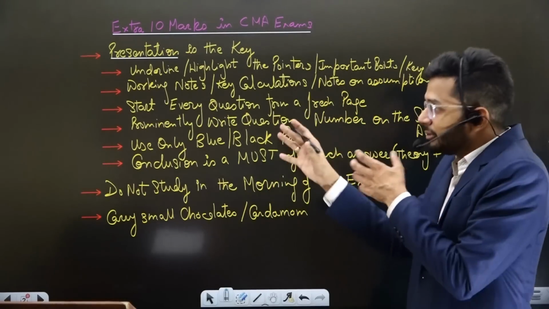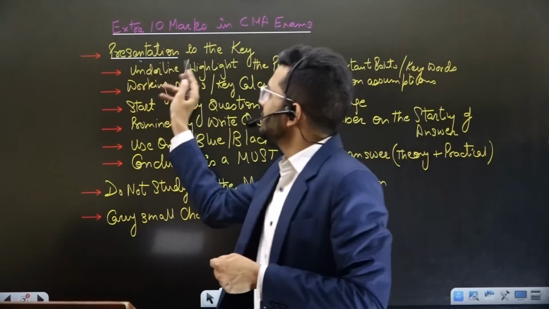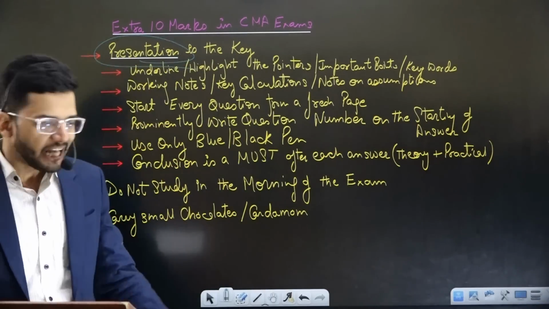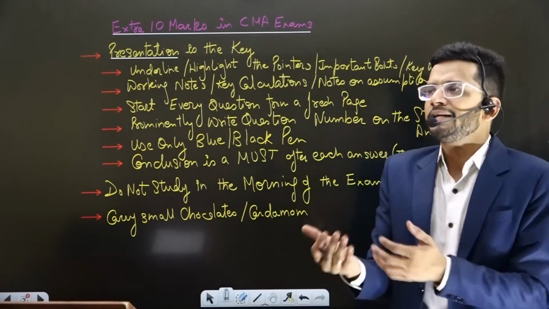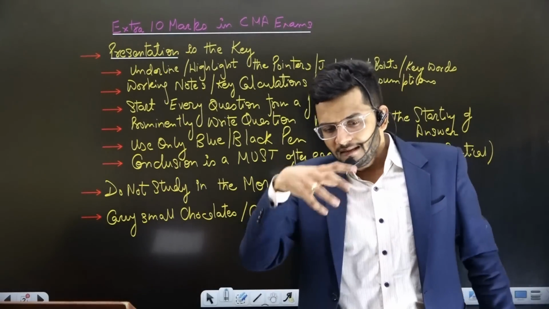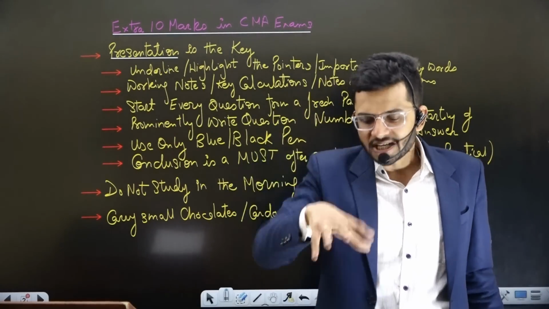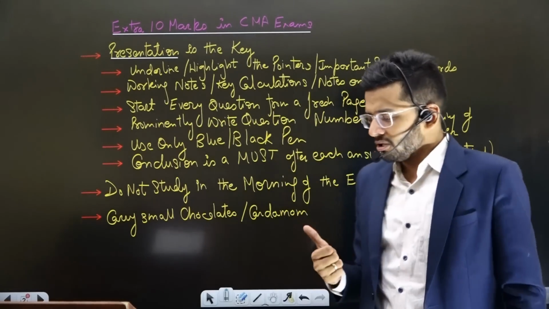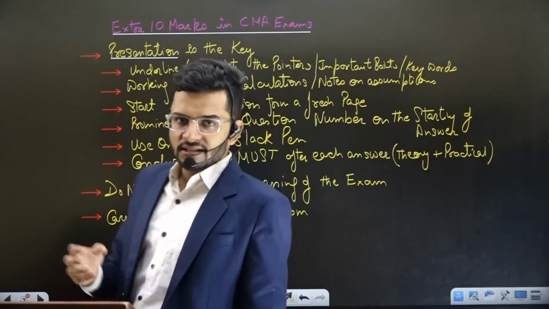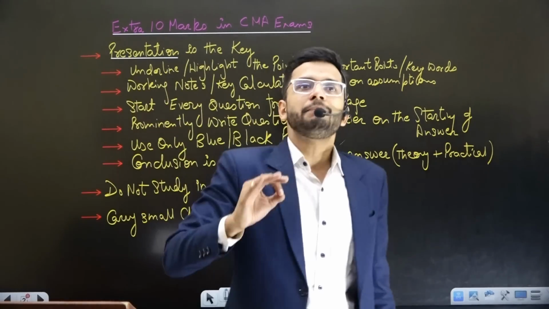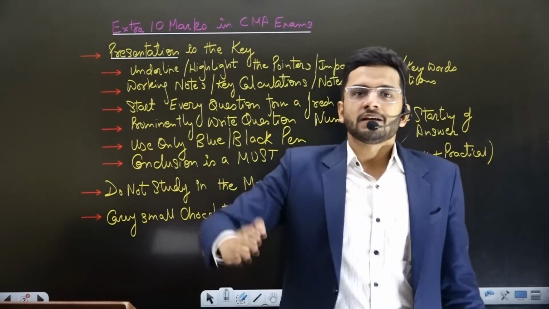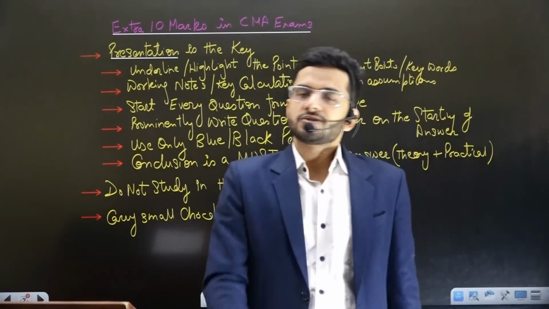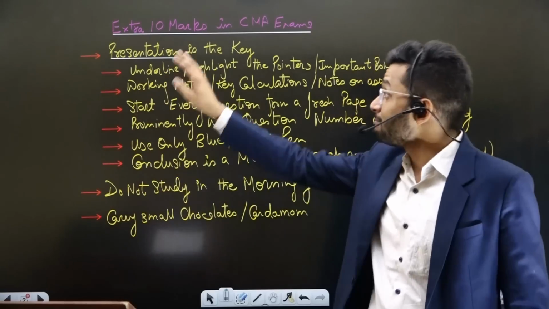What are the factors that will contribute to your result? Number one, presentation is the key. Guys, during my journey of CA, CS and CMA, I have been guided by my mentors and teachers consistently that in a subjective paper, which is a pen and paper exam, it is an offline paper, not an online paper, apart from your concepts, your drafting skills, your English, apart from everything, there's one very important thing which plays a very important role, which is presentation.